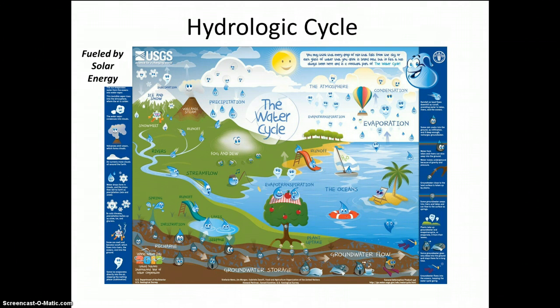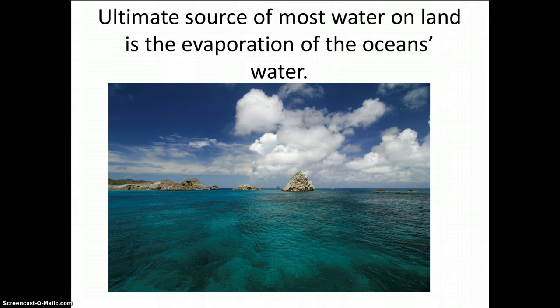One model to illustrate the movement and the phase changes of water at and near Earth's surface is the water cycle, also called the hydraulic cycle. The water cycle is fueled by solar energy, insolation, which changes liquid or solid water to water vapor, and by gravity pulling water down in the atmosphere, hydrosphere, and upper parts of the lithosphere. The ultimate source of most water on land is the evaporation of the ocean's water. The moisture gets to the land from the oceans by way of the atmosphere.